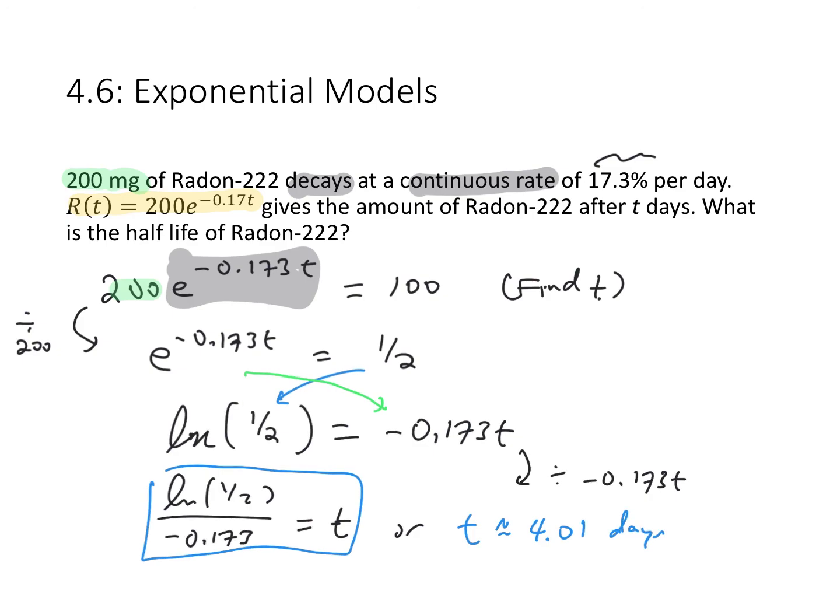Notice that the unit here is days, and it all goes back to the fact that rate of decay was given as 17.3% per day. So the unit for time through the whole problem will be days. So it takes about 4 days for this material to decay to half the amount you start with, and that will be true regardless of the actual amount that you start with.